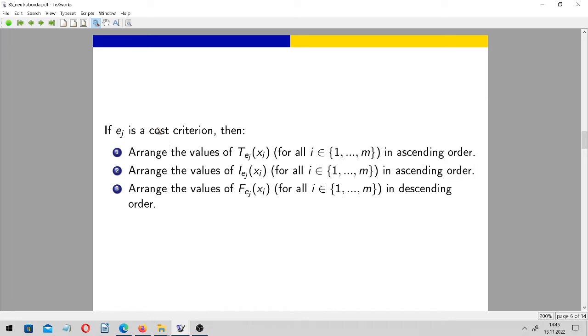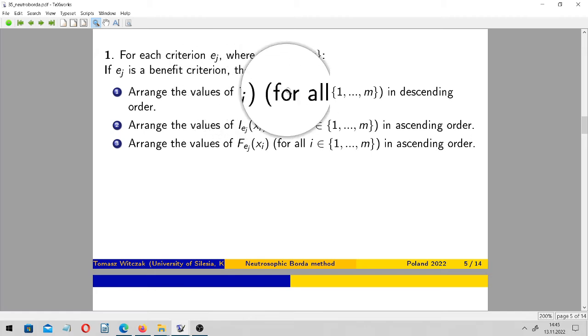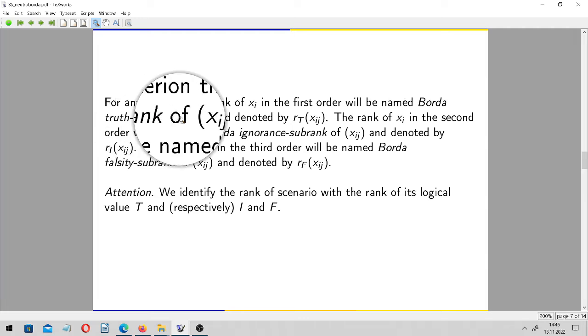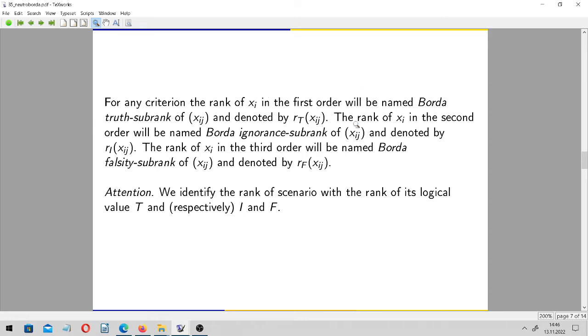Of course in our paper you can read a longer discussion of this issue, of the logic behind this, but I think that in general it's convincing. For any criterion, the rank of our object xi in the first order, so in the order of truths, will be named the Borda truth subrank of xij and denoted in the following manner. The rank of our object in the second order, the order of indeterminacies, will be named the Borda ignorance subrank.